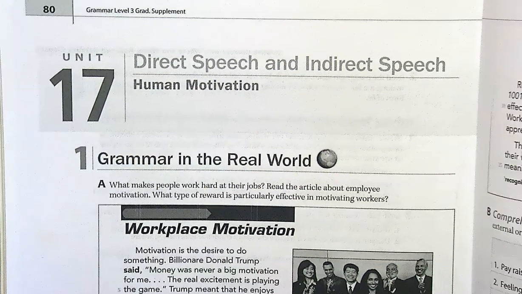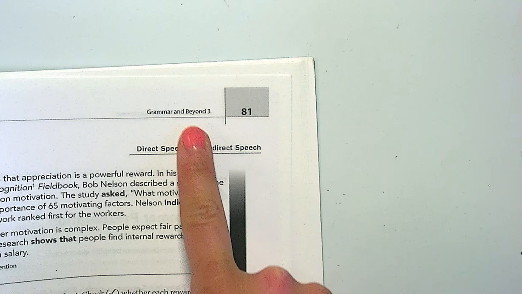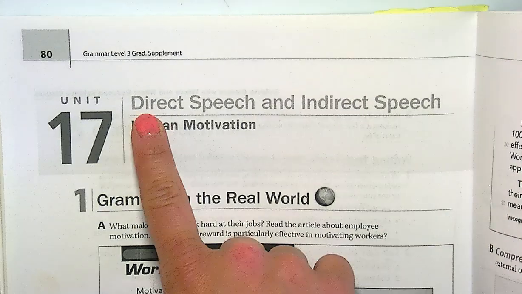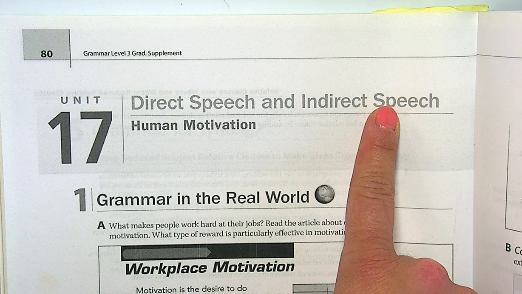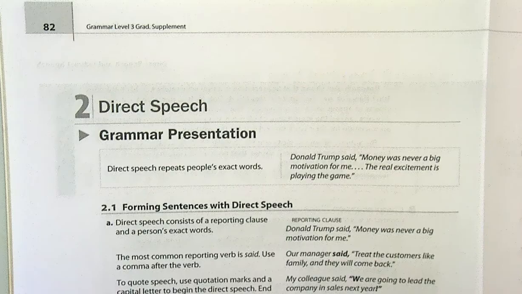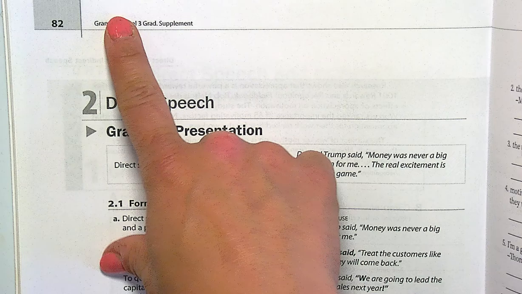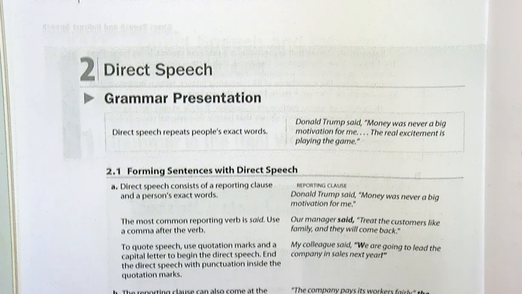Our next unit is Unit 17 in our supplement book, which comes from Grammar and Beyond, Level 3. The next unit is Direct Speech and Indirect Speech. Direct speech is on page 82 in our supplement book.